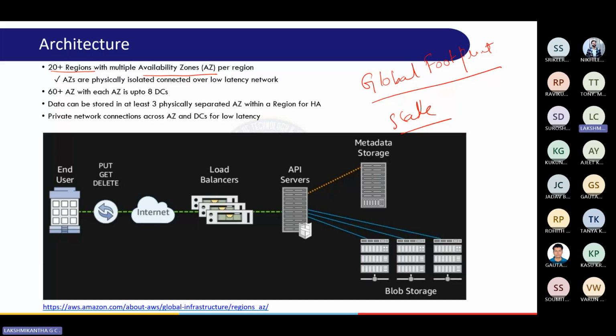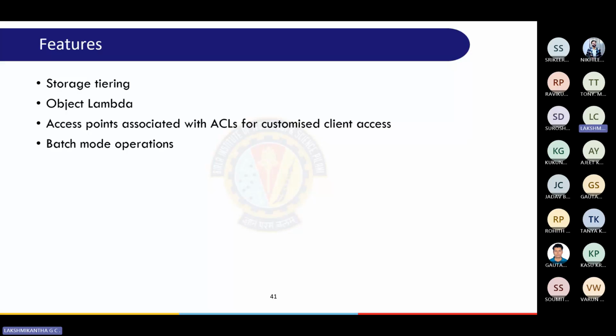Understanding my point? Then what are the features of this architecture? Guys, the very first feature I have mentioned here is storage tiering. What is storage tiering, guys? This is critical for cost saving. You can set up policies to automatically move data to lower cost storage classes as it ages and becomes less frequently accessed. For example, move logs older than 90 days to archival tiers.